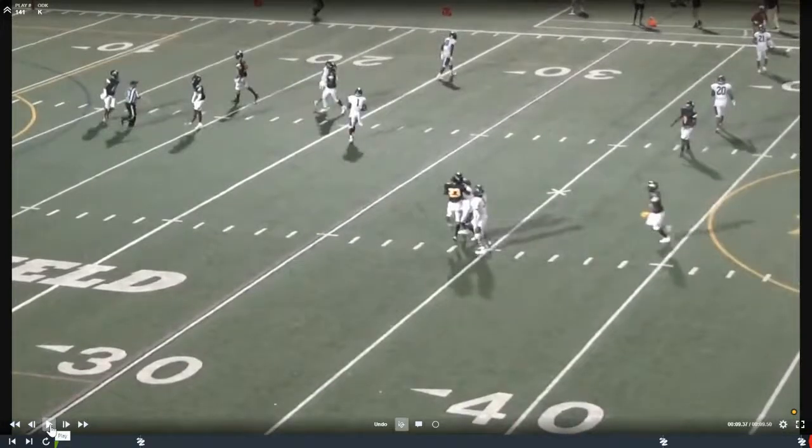This is a good catch by our field judge on this play. Keep your eyes open and be aware of these matchups that are going to escalate and get out of control.